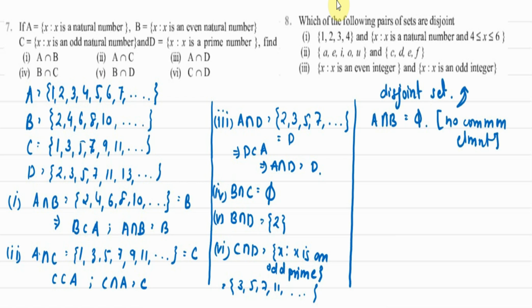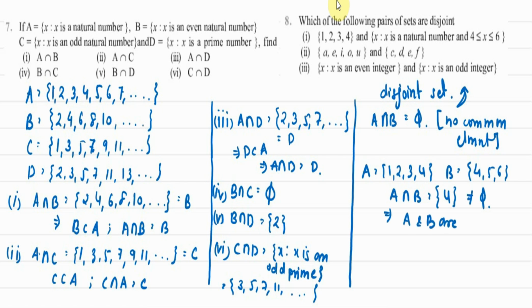So now we have set 1 in the first part. Let us consider A as 1, 2, 3 and 4. Similarly, set B, we can consider another set as B. It says X is a natural number and x is greater than or equal to 4 and less than or equal to 6. So the elements will be, we will include 4 and 6 as well. 4, 5 and 6. So A intersection B will become, now what are the common elements? Only 4, which is not equal to the empty set. Therefore A and B are not disjoint. Okay, this is the first part that we had.